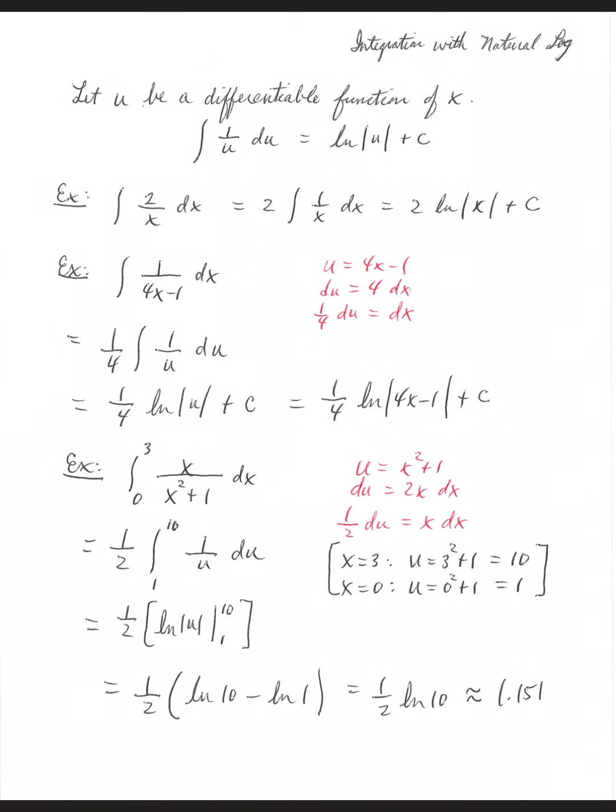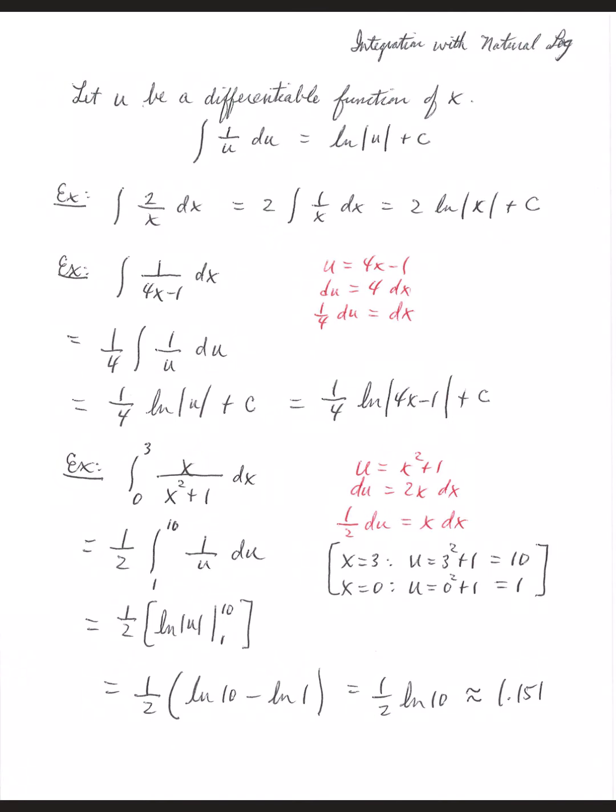Well, that's the perfect candidate up here. It matches exactly to have an antiderivative of natural log absolute value of u. So we get 1/4 natural log absolute value of u plus c. And remember, if it's an indefinite integral, you sub back in the original term for u. 1/4 natural log of absolute value 4x minus 1 plus c.